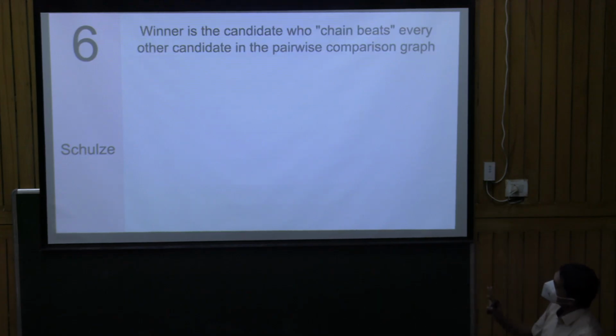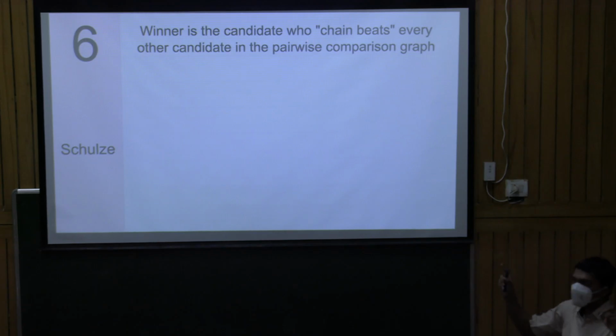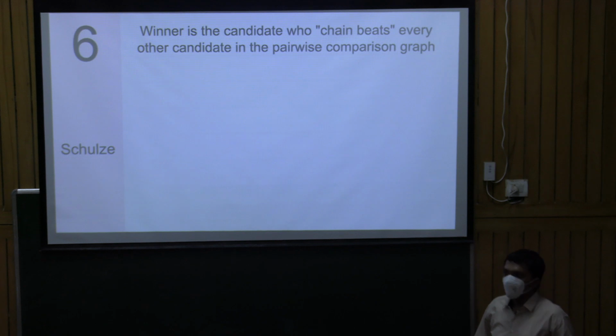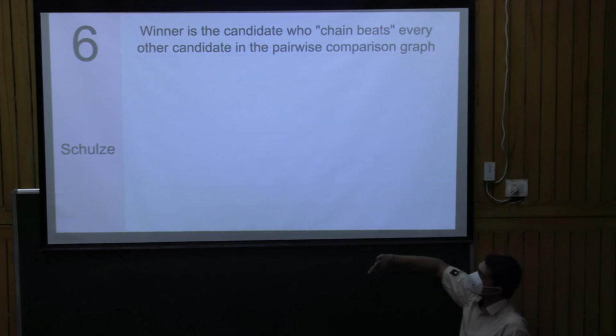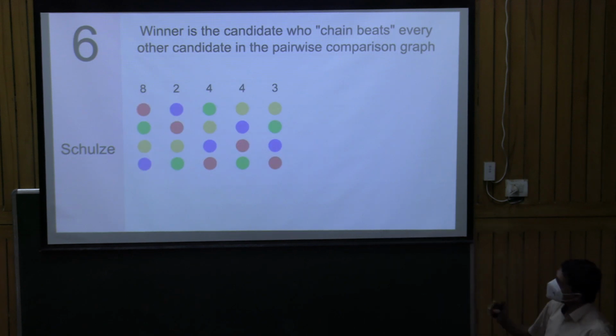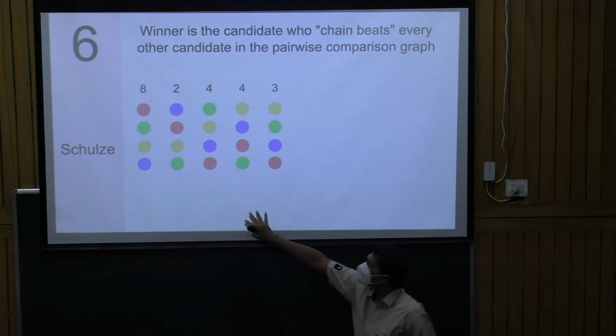So here's how it works. The way you elect a Schulze winner is basically it's the candidate who chain beats every other candidate in some kind of a graph. Right now none of this makes sense. It's just some abstract terminology. So let's see what it means. Suppose I'm given an input like this.